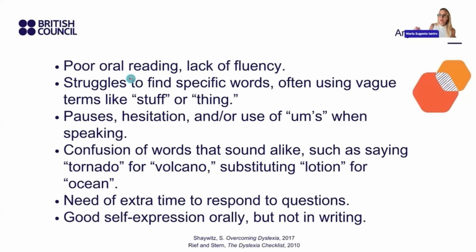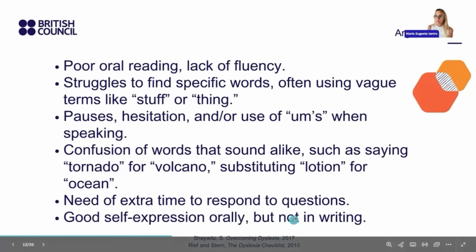They struggle to find specific words, and they tend to use vague terms such as stuff, thing, place, people. They make pauses, they hesitate a lot, they use hums when speaking a lot. Sometimes they get confused with words that sound alike, such as tornado for volcano or lotion for ocean. Generally, they need extra time to respond to questions. And they express themselves very well orally, but not in writing.